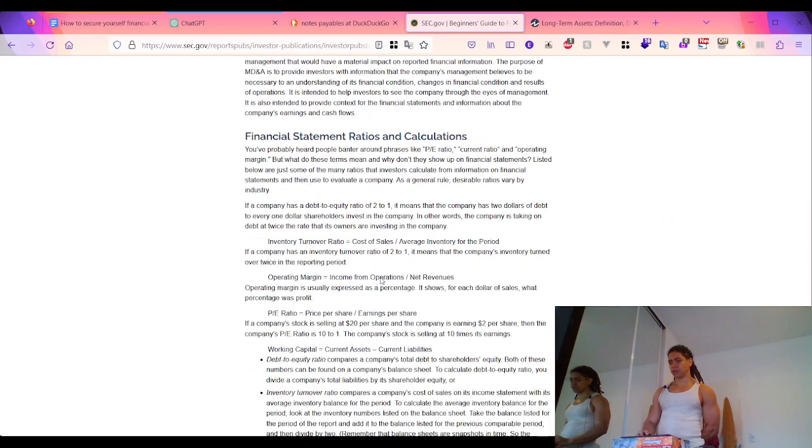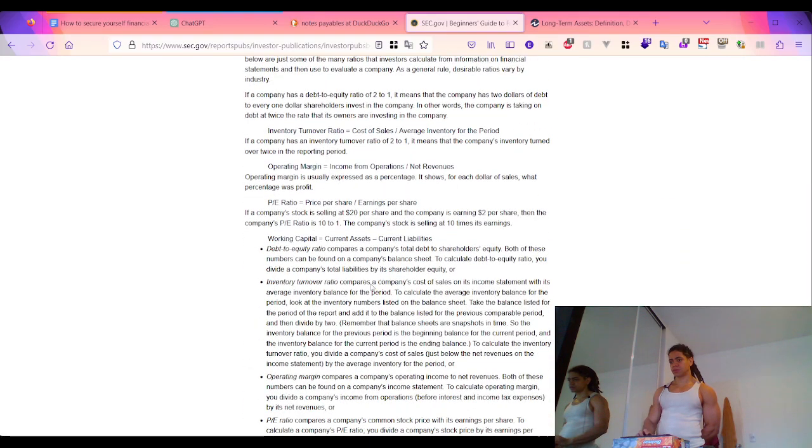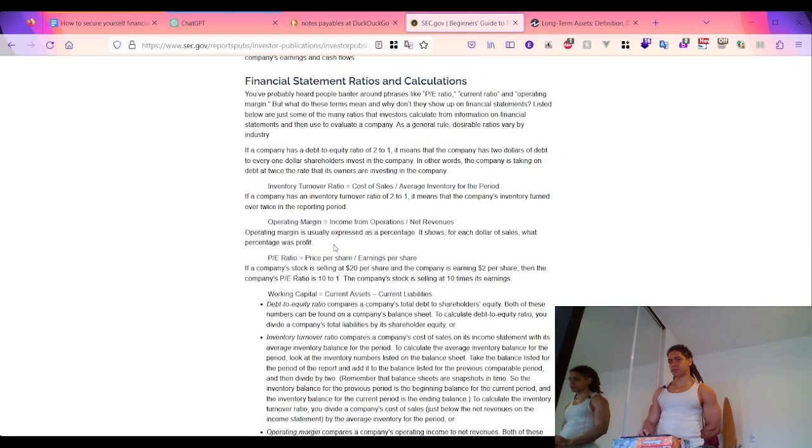And calculations and working capital, quick ratio, current ratio, and operating margin. So what do these terms mean and why do they show up in financial statements?